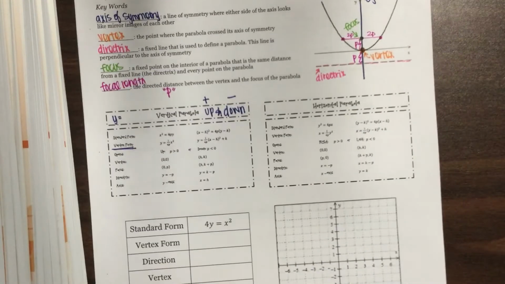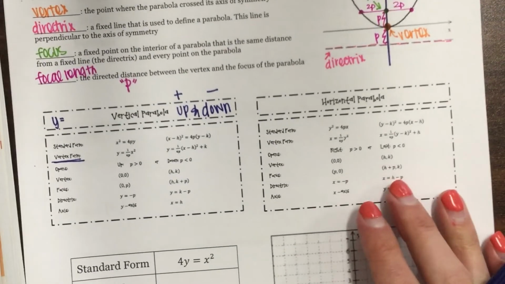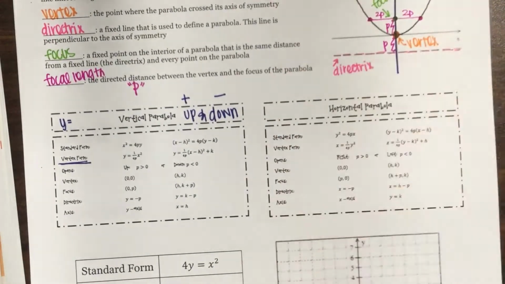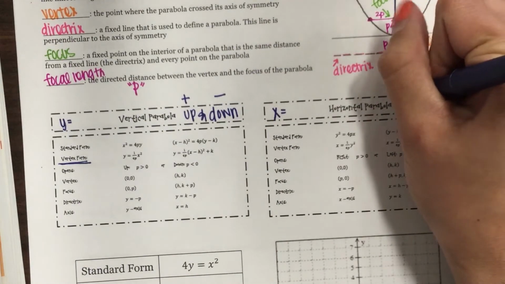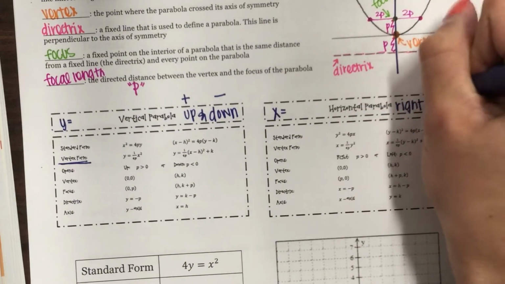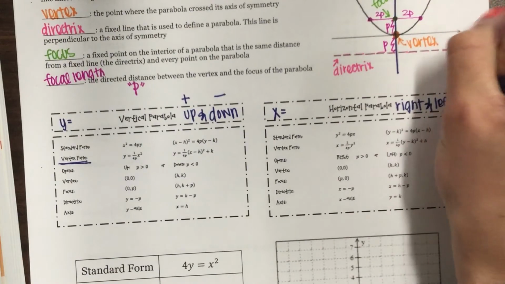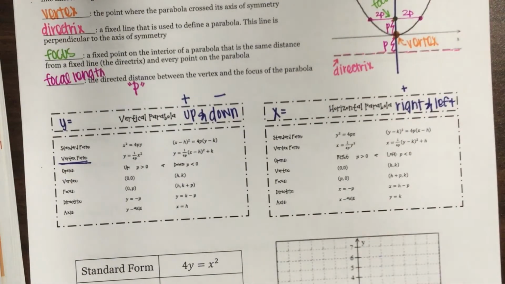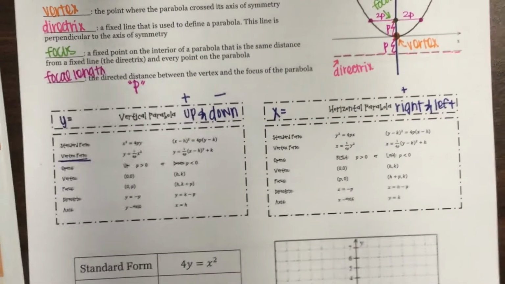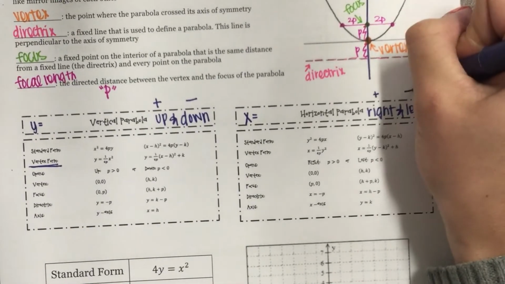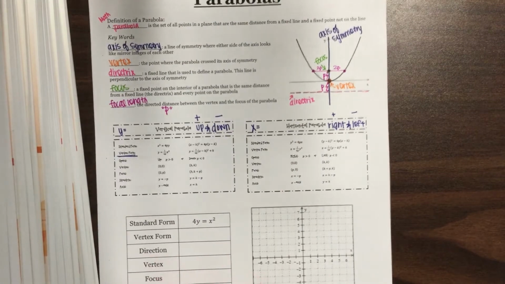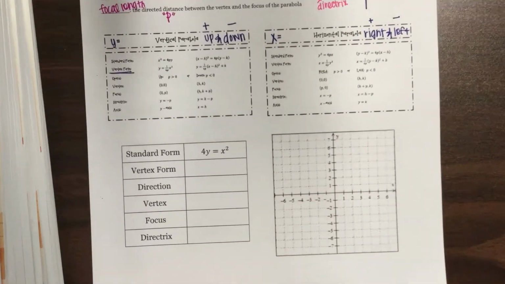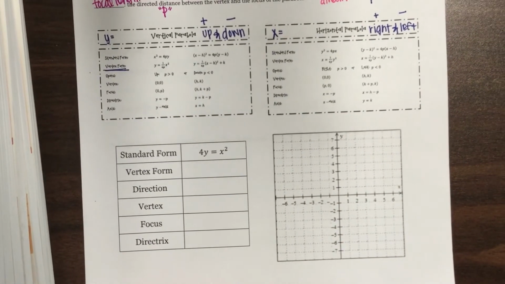And then also, we are working with horizontal parabolas, which these are x equals. And these are right and left. So the positive is when it's right. The negative is left. Okay? So let's do an example right here. I'll zoom in a little bit.